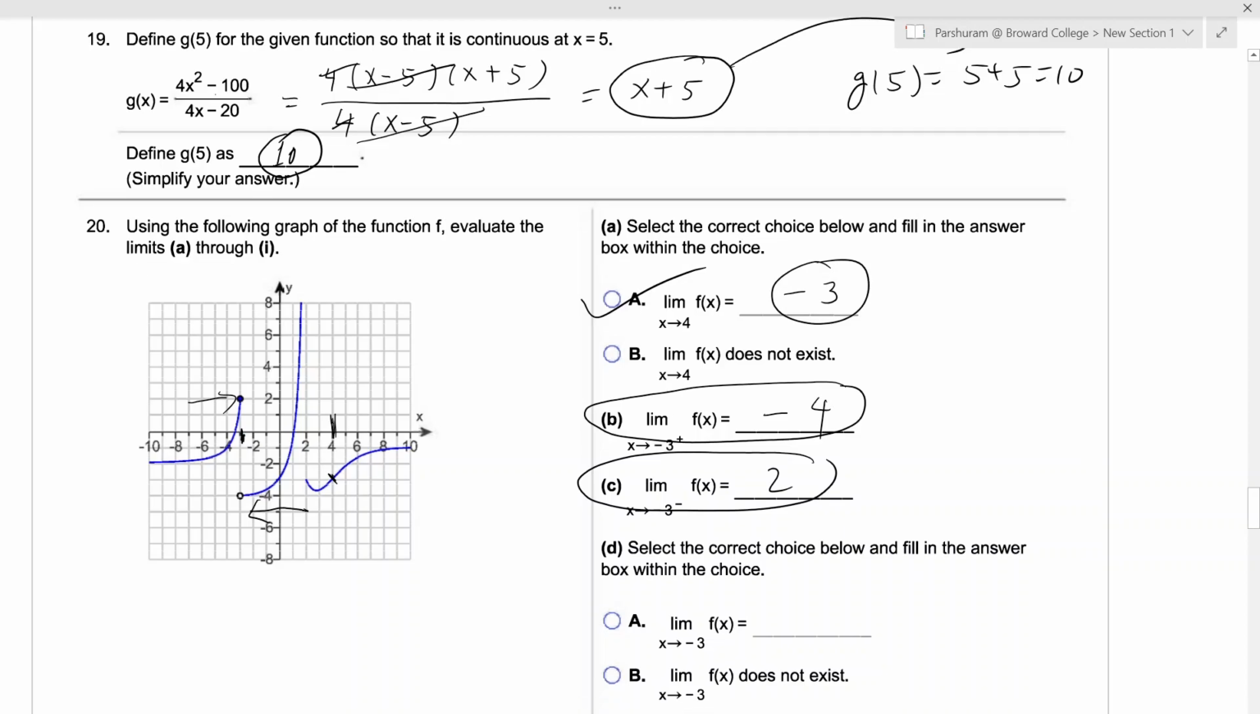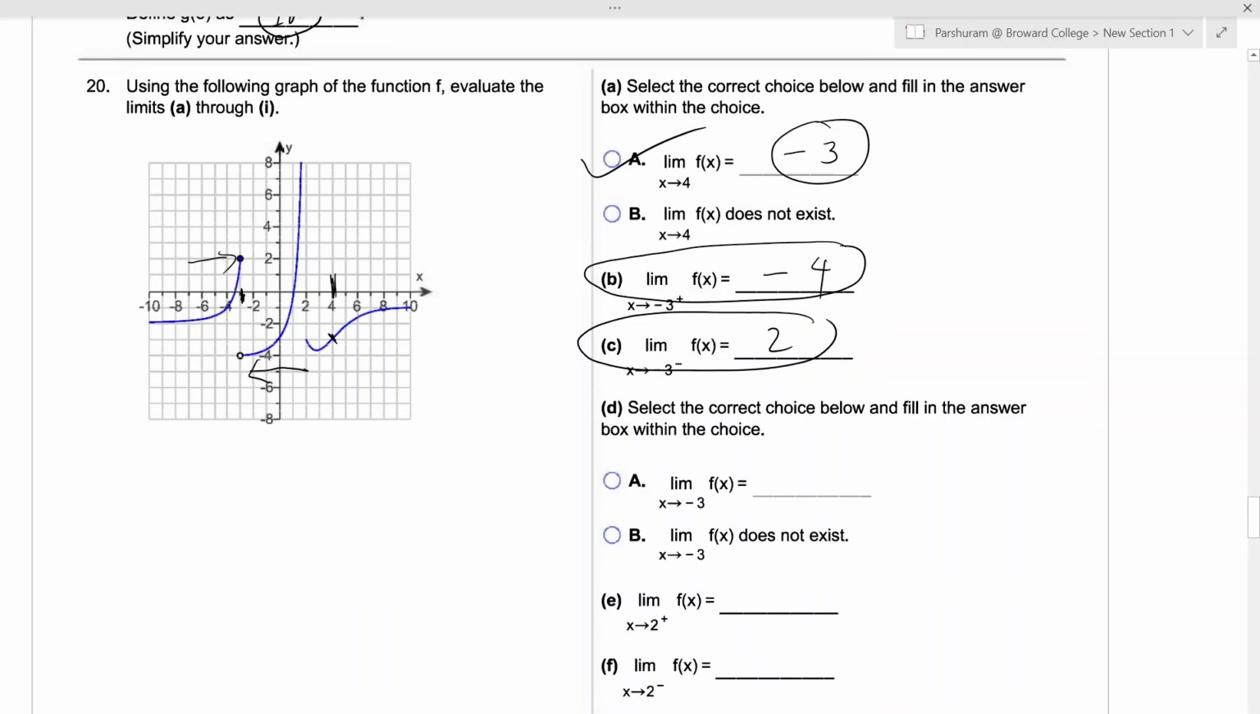So the limit of the function when x approaches -3 does not exist. So this is the right option.